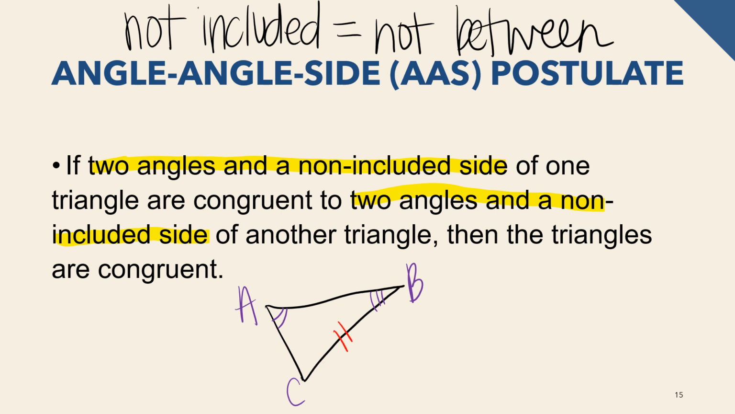You could do this one. All right, so that would be a non-included side. Or you could do AC. That's also a non-included side. So it's just a side that is not between A and B. All right, so either one of those would be fine. All right, let's look at a visual depiction of this postulate.